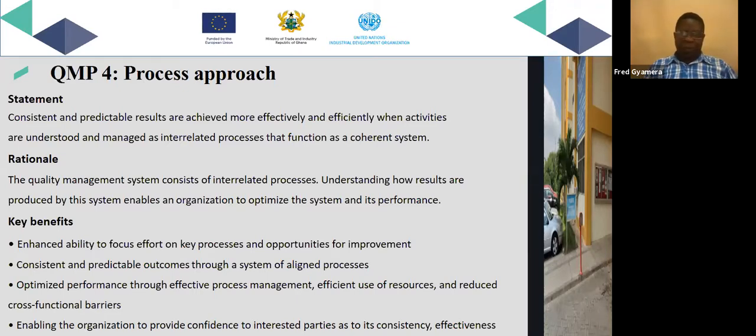Optimize performance through effective process management, effective use of resources, and reduce what? Cross-functional barriers. Don't sit in your small corner and think success depends only on that unit or the department. It doesn't work that way.